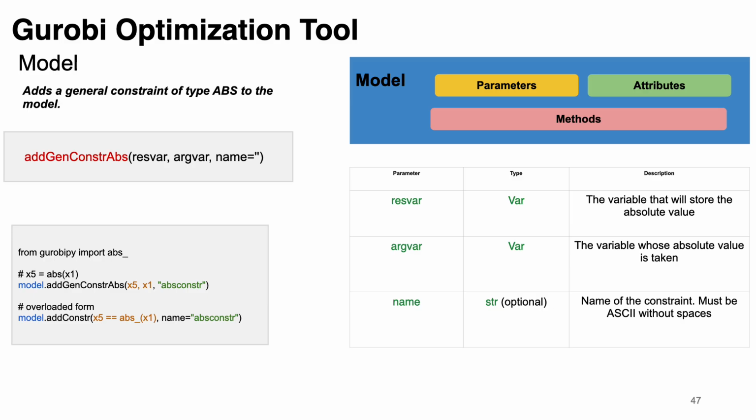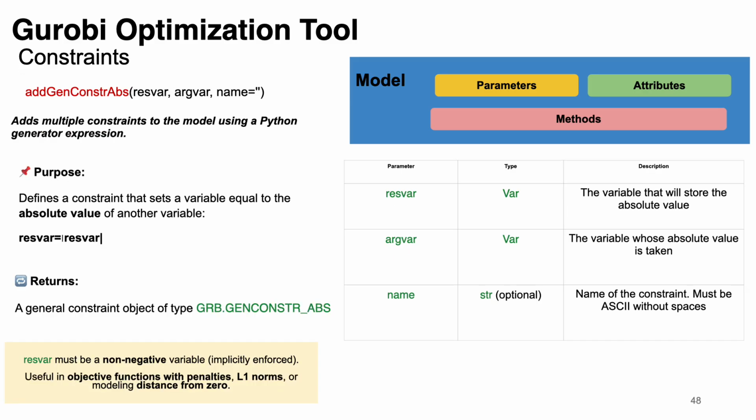Next, we have the absolute value constraint. In mathematical modeling, minimizing the absolute difference is common, especially when evaluating forecast errors. You add this using addGenConstrAbs. It takes a resvar, the variable that will store the positive absolute value, and an argvar, whose absolute value is being taken. Just like before, Gurobi offers a highly readable overloaded form. You can simply write model.addConstr, and inside it x5 equals abs_(x1). This keeps your code looking exactly like standard algebra.